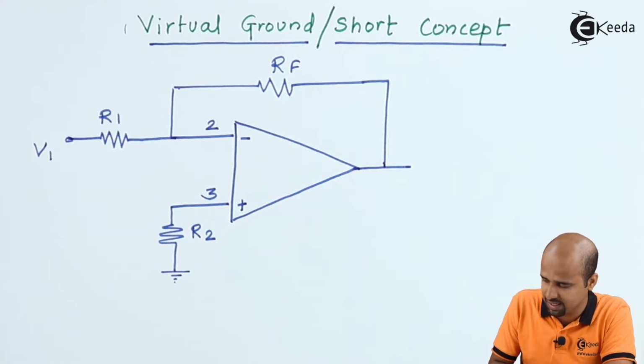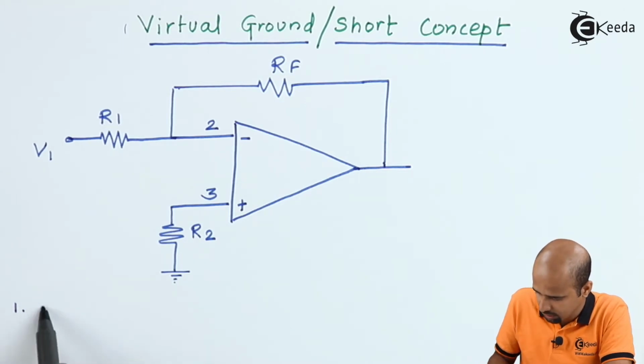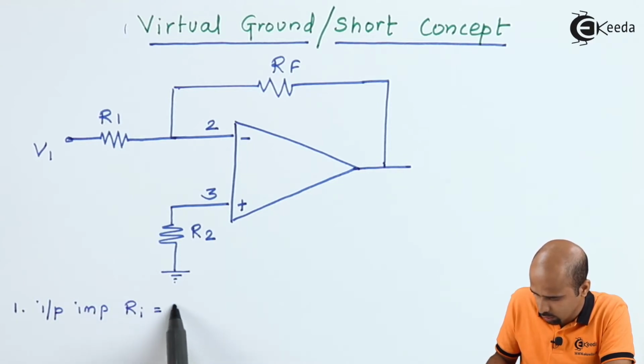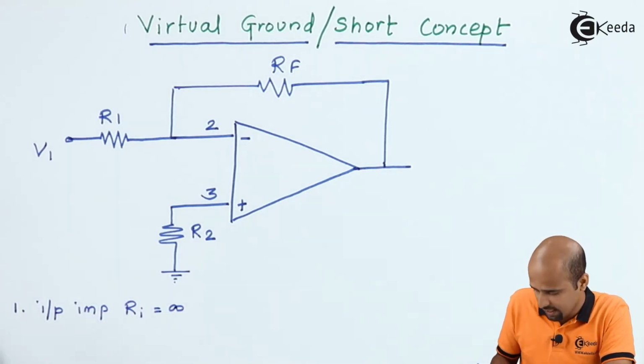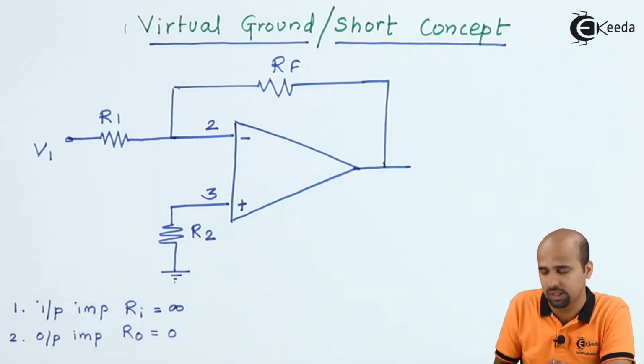Now in that case, two characteristics we have to learn. The first characteristic is input impedance Ri is equal to infinity. And second is output impedance Ro is equal to 0.